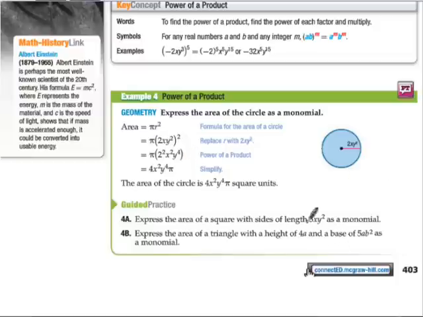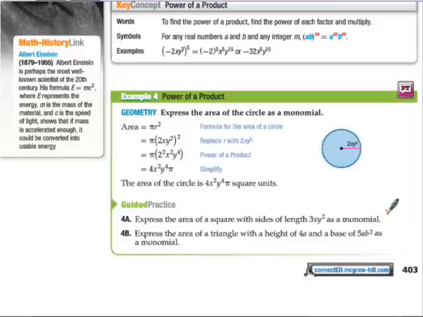All right, so here's what I'd like you to do. Express the area of a square with sides of length 3xy squared as a monomial. So 3xy squared is a monomial. And then 4b, express the area of a triangle, 1/2 base times height, with a height of 4a and a base of 5ab squared as a monomial. So multiply those out and get them as monomials. Pause the video here and try that.